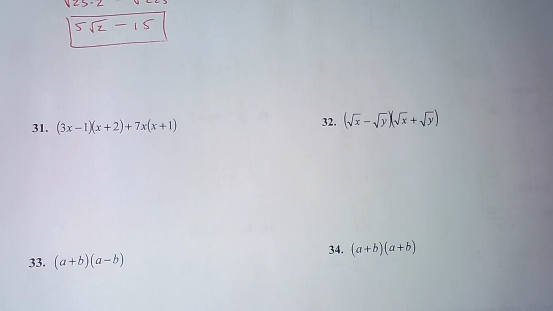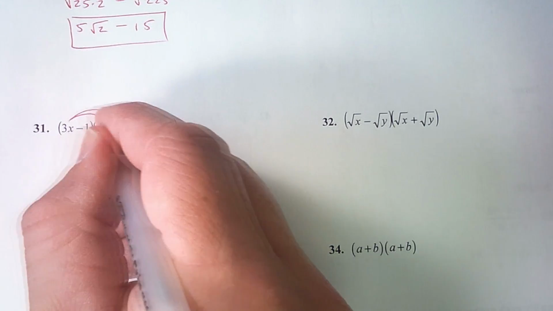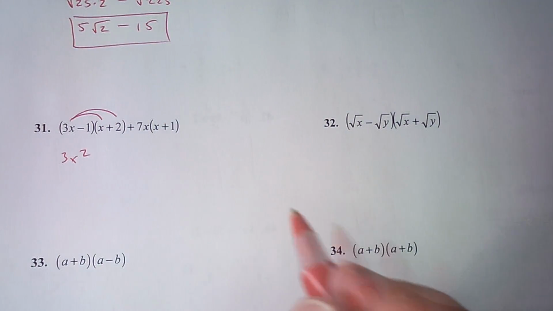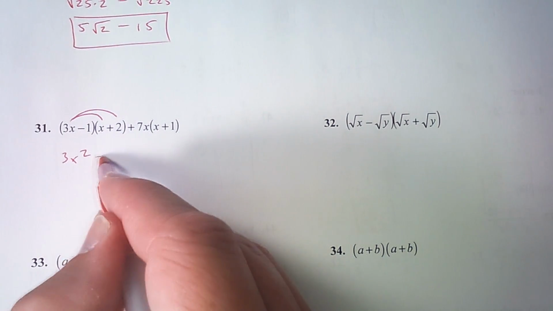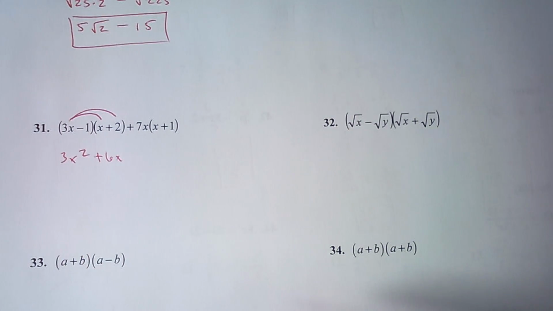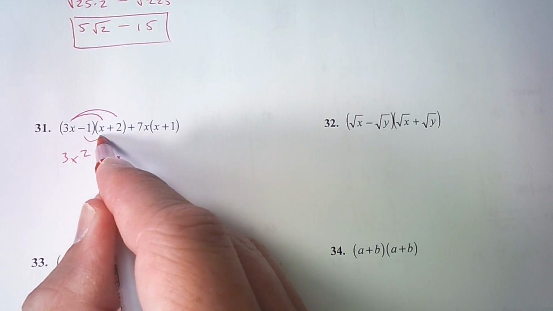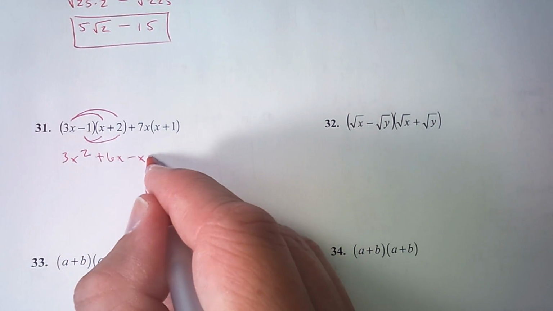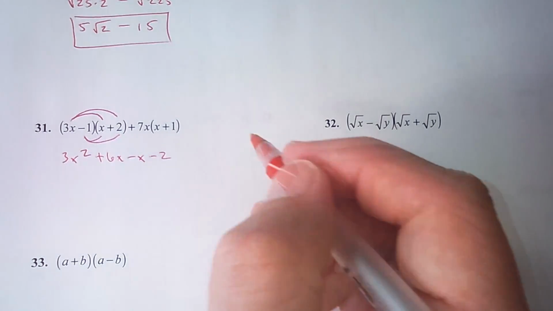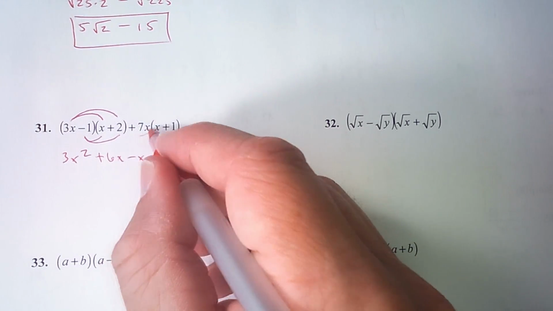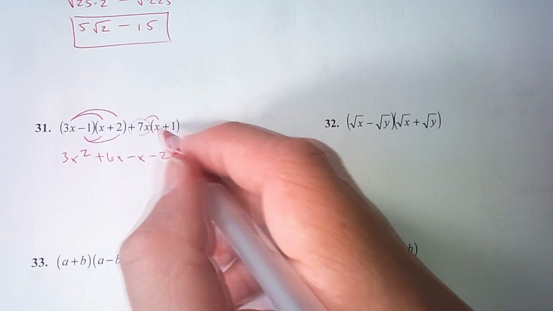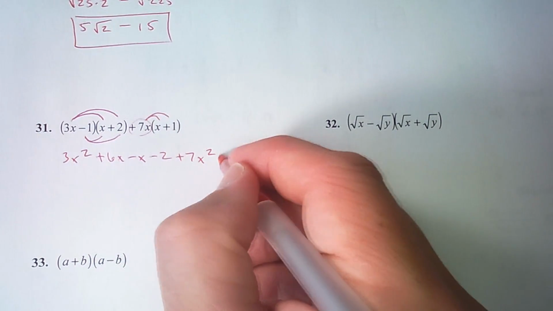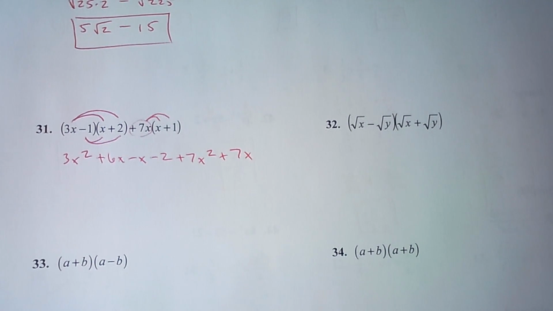Okay, number 31, so we'll distribute this 3x. 3x times x is 3x squared. 3x times 2 is 6x. Then we'll distribute this negative 1. Negative 1 times x is negative x. Negative 1 times 2 is negative 2. Okay, then we have a positive 7x to distribute. 7x times x is 7x squared. And 7x times 1 is 7x.